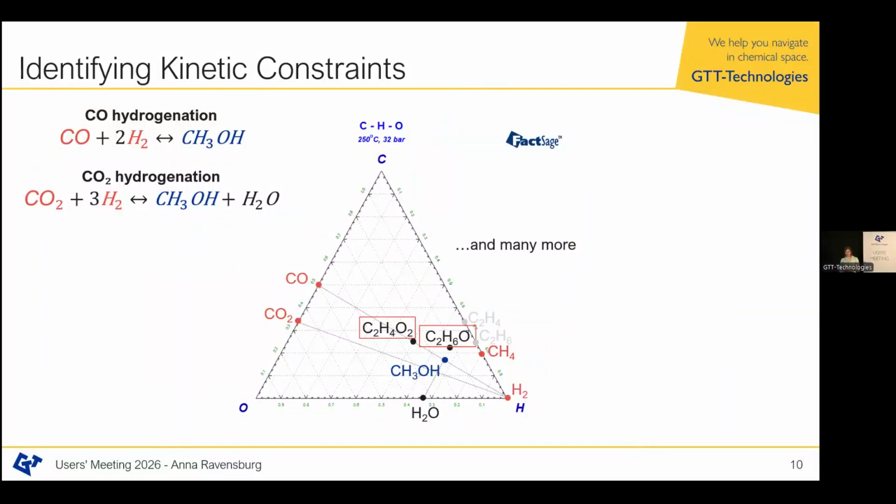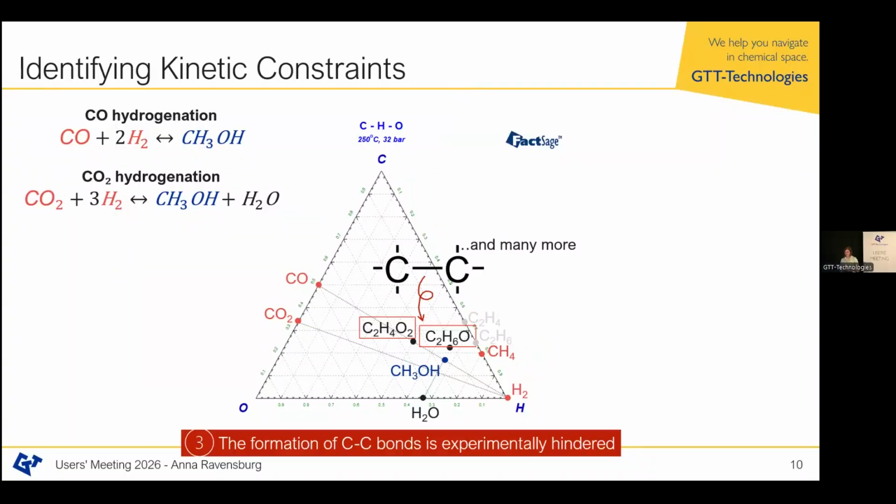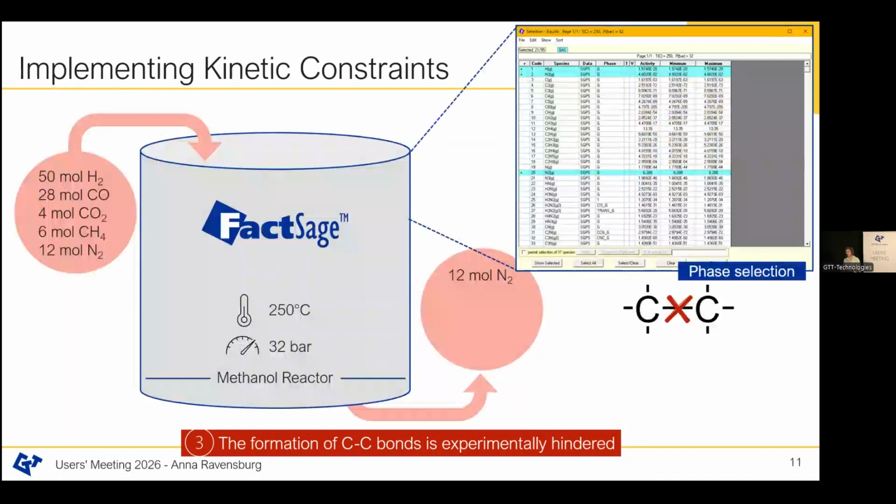Now let's look at the third one, and we see there's more species here. These two I marked now, and what all of them have is more than one C. So they have C bonds between two C atoms. And these I also do not observe in experiments, and this also means that the formation of these C-C bonds is somehow experimentally hindered. So again, same thing, go into the phase selection, select everything that has double C, and scratch it.